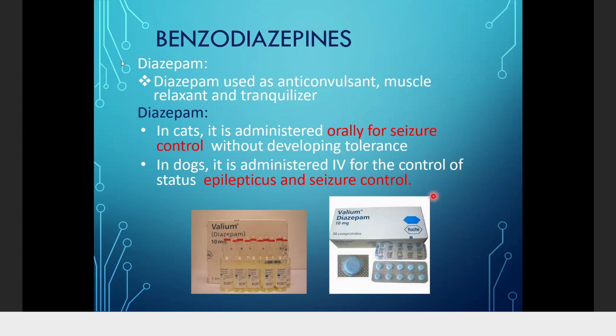These are the drugs. If you see this, you will know. It can be used as a muscle relaxant, tranquilizer, or also as an anticonvulsant. The tablet form. And this is the injectable form.